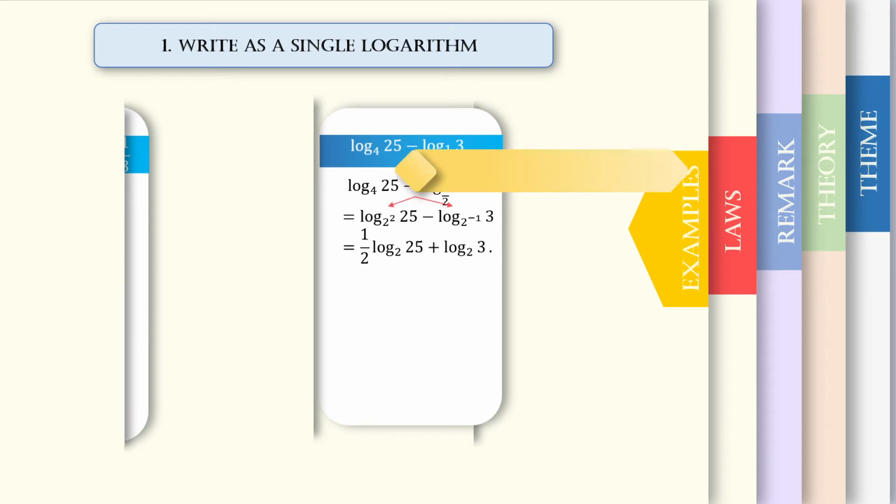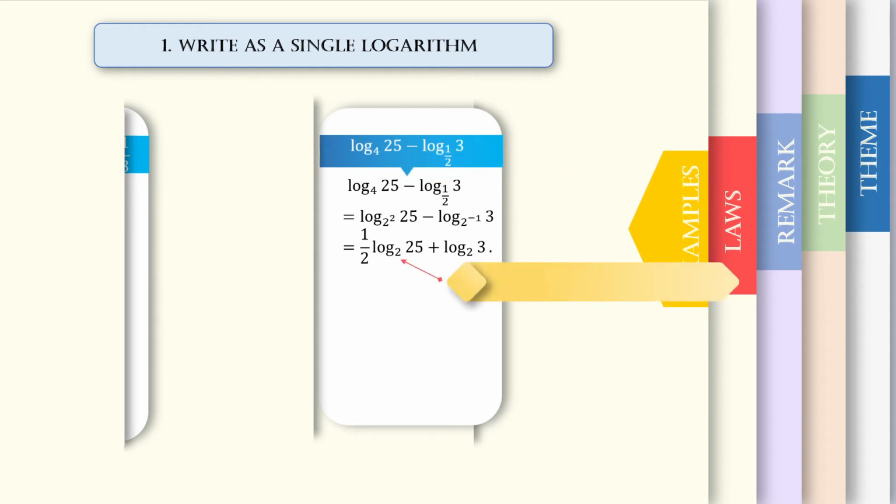Next, by applying this property to these two logarithms, because we had the exponent to the base of logarithm, and using the property mentioned here, we will get 1 over 2 multiplied by logarithm in base 2 of 25 plus logarithm base 2 of 3. Your question can be, why the sign minus changed to plus? Because minus multiplied by minus will give us plus.